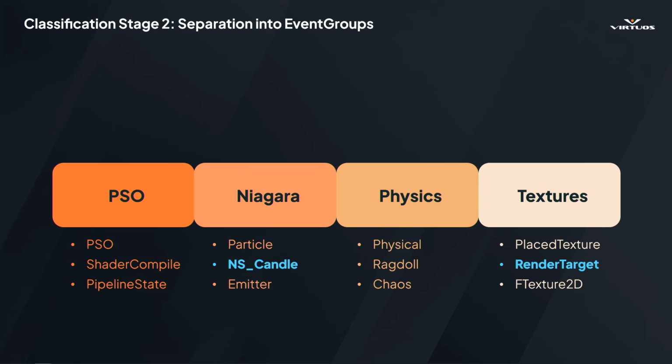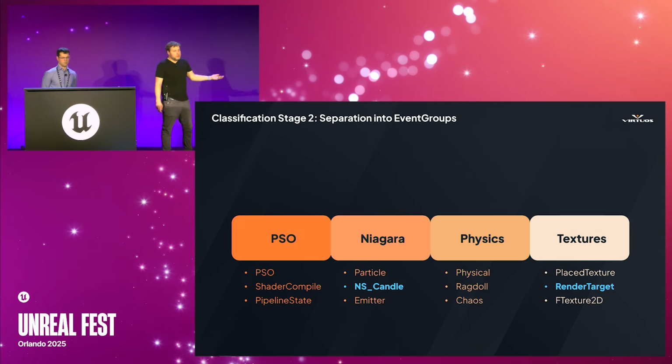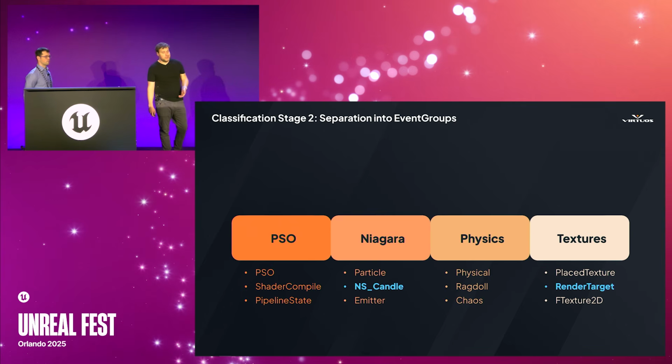So essentially the process here is that each group uses pattern matching to capture those relevant timers. For example, the Niagara group might match patterns like our particle, our NS candle, and emitter. It's worth mentioning that these groups are hierarchical. So if a timer matches something specific, like Niagara, it's excluded from a broader category like textures. That way, each timer ends up in its most relevant place, but we also make sure that it is captured somewhere and nothing falls through the cracks.